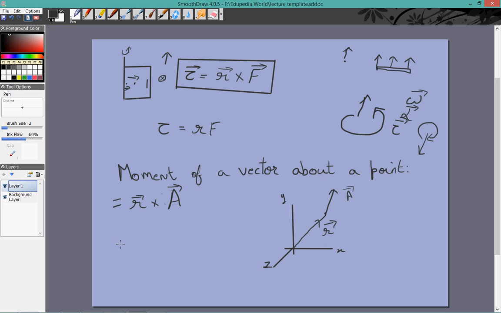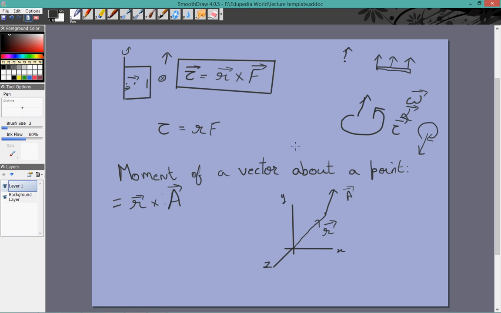The vector itself is independent of our choice of coordinates, but the moment of a vector is always defined about a point. So it depends on the choice of coordinates. The moment of a vector can also be defined about a line. The moment of a vector about a line is just the moment of the vector about that point, and its component taken parallel to that line.